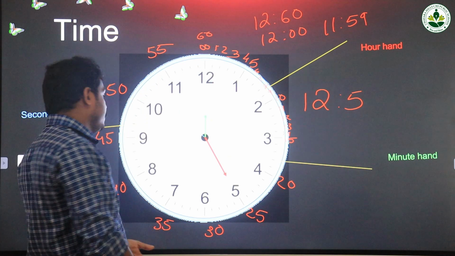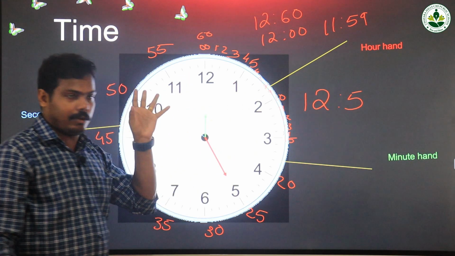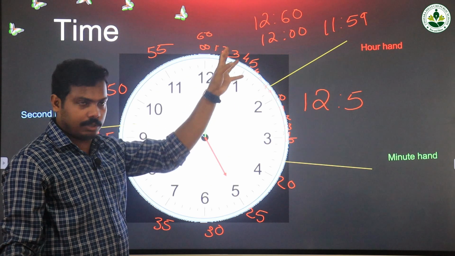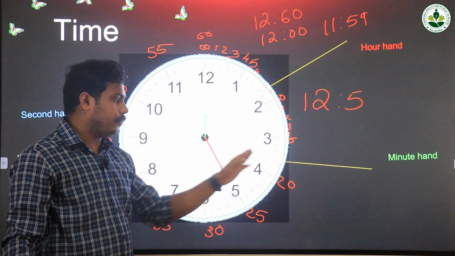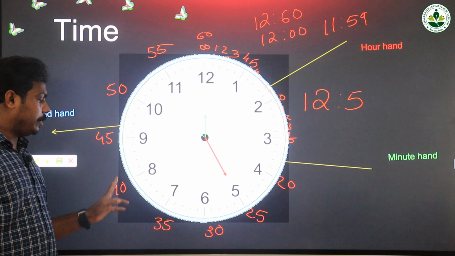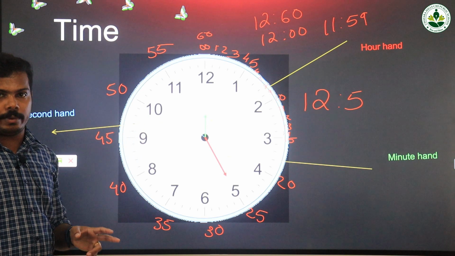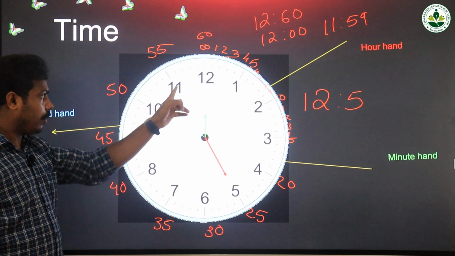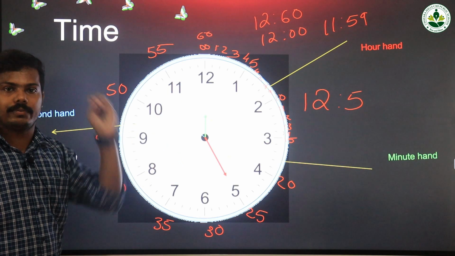Now, the numbers 1 to 12 always indicate the hour, and for the minutes, 12 means 00, 1 means 5, 2 means 10, 3 means 15, 4 means 20, 5 means 25, 6 means 30, 7 means 35, 8 means 40, 9 means 45, 10 means 50, 11 means 55 minutes. If the minute hand is on 11, it is 55 minutes. If the hour hand is on 11, it is 11 hour.